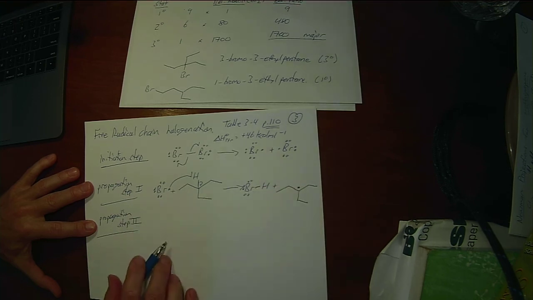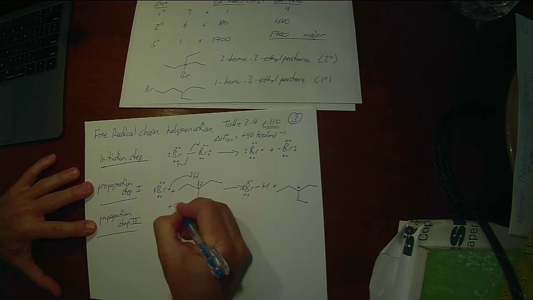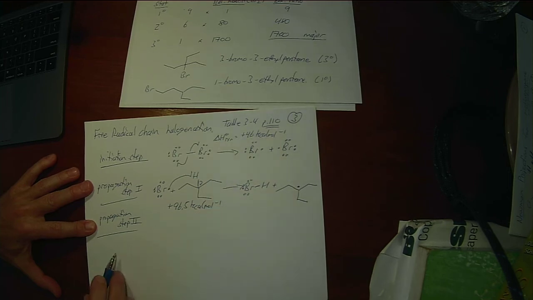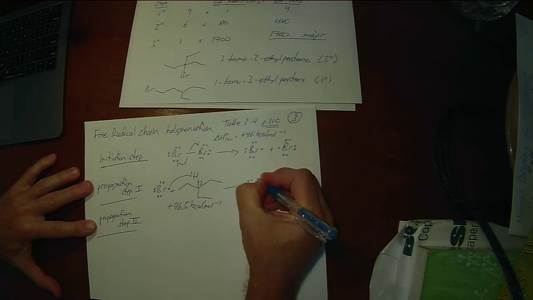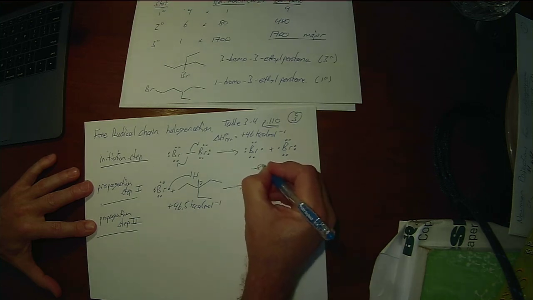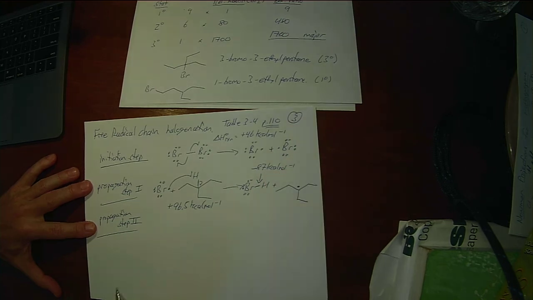And I didn't ask you to do this quantitatively, but if you wanted to do it quantitatively, this costs you 96.5 kilocalories per mole to break that bond and to form this HBr bond that I think releases, if I remember correctly, I think it's 87 kilocalories per mole, being as much energy as it took.